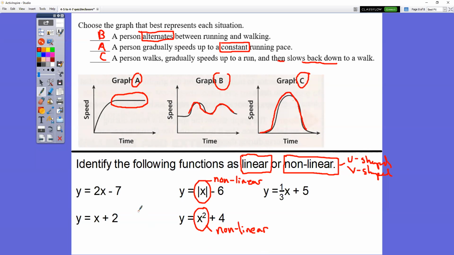Think back to earlier on in the chapter, or even the last chapter. This one would form a straight line. This one would be a straight line. And this one would be a straight line. It's easier to pick out the ones that are non-linear because the non-linear ones are going to have your absolute value and your x squared. Those are going to be your non-linear because that's your U-shape and your V-shape graphs. So that is what your quiz looks like.